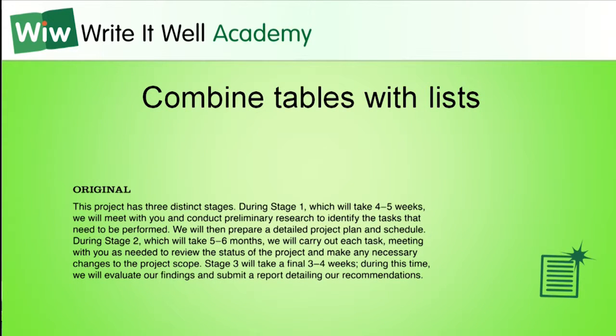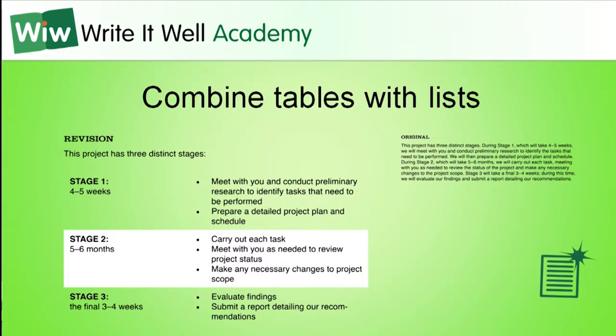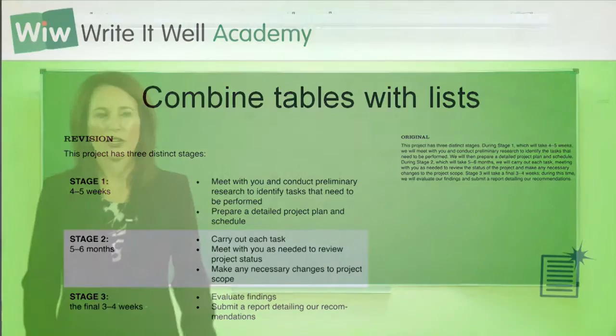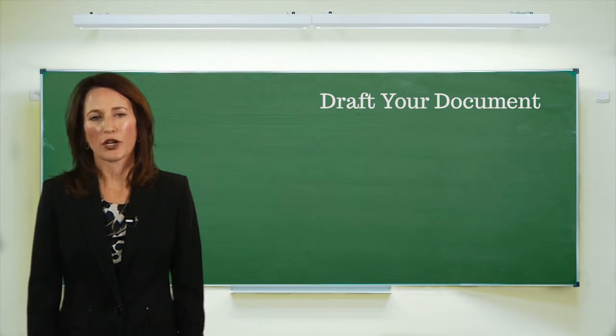So again, looking to add visual appeal to your report or proposal, or maybe even your procedure, think about combining tables with lists. Here's a single dense paragraph. How can we add a table that would help our reader grasp our concept? So we might want to revise that, and now this project has 3 distinct stages. Okay, so now we've created a visual so that the reader can see quickly that this is a staging document.